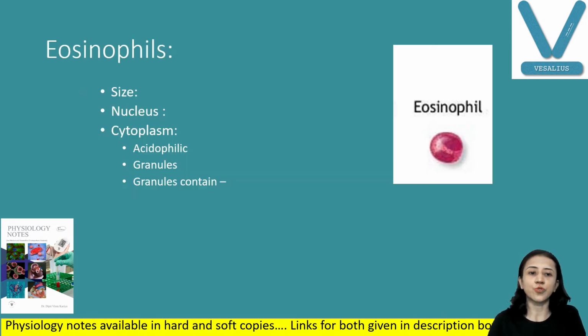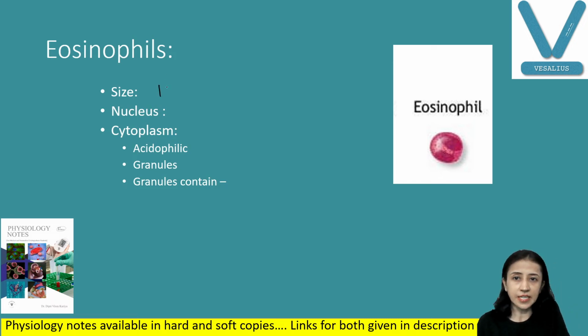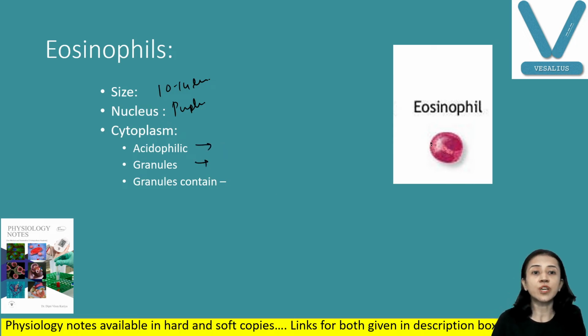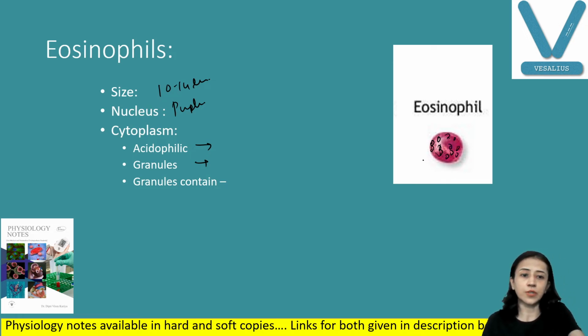Next cell is eosinophil. The size of the cell is 10 to 14 micrometer. Nucleus is purple in color. It has 2 lobes, spectacle shaped nucleus. And cytoplasm contains granules. These are acidophilic granules, and the granules are coarse granules, and they may overlie the nucleus. So these are the granules of eosinophil.